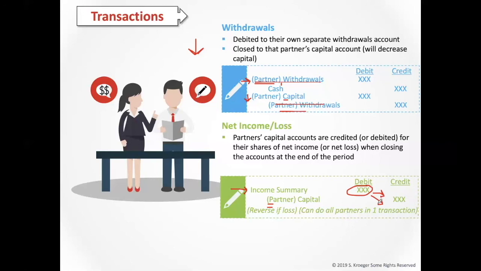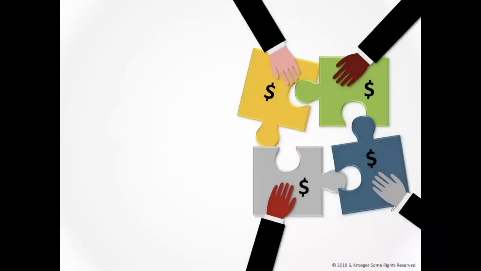This would be the entry if there was net income. If it was a loss, you would flip it. The entry would be reversed. Basically, the partner's capital accounts would be decreased if there was a loss. All of our examples we're going to do, there's only going to be net income. We're not going to do any losses. Next, we'll go over how we determine what each partner will be getting in income.